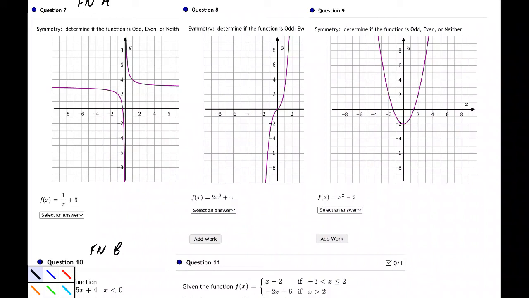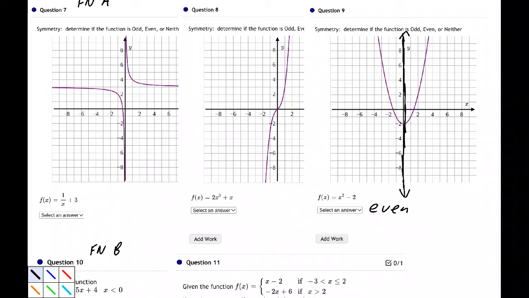Now, I have three functions displayed, and I'm going to leave it to you to look at those. But the far right, that's my question 9, it appears to be split into mirror images by the y-axis. So this one is even. And I'll just tell you, these may be, or they will be in a shuffled order, but one of these will be even, one will be odd, and one will be neither. So even is out of the way.